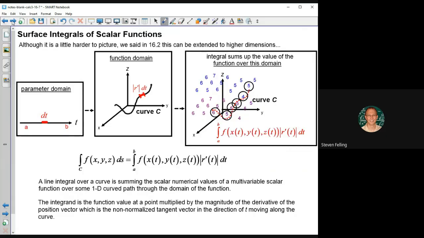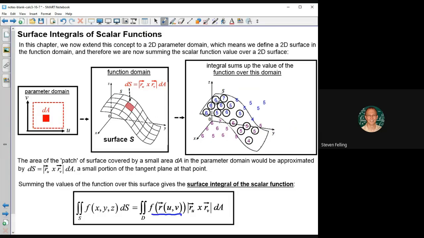When we did a path integral, it's like summing up all the numbers along the 1D path. Now we're going to do a surface integral to sum up all the numbers along an entire two-dimensional parametrically defined surface. Okay, so it's just like the surface area integral that we did last time, except now we have a scalar integrand to sum things up.